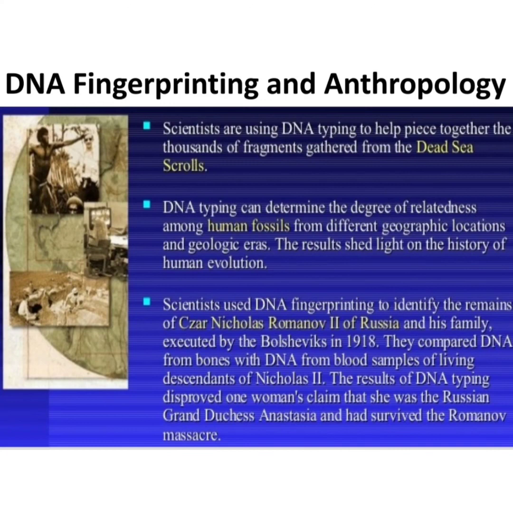Scientists have used DNA fingerprinting to identify the remains of Tsar Nicholas Romanov II of Russia and his family, executed by the Bolsheviks in 1918. They compared the DNA from the bones with DNA from the blood samples of the living descendants of Nicholas II. The results of DNA typing disproved one woman's claim that she was the Russian Grand Duchess Anastasia and had survived the Romanov massacre. So, it has been useful in solving many historical murders and many comparisons with the previous eras.